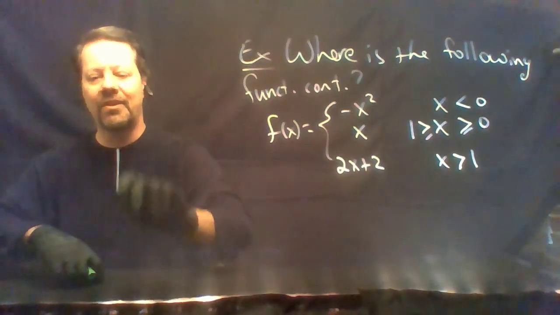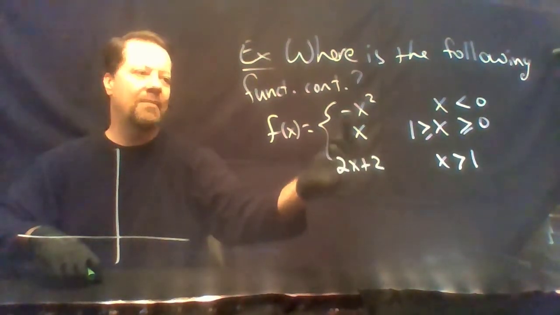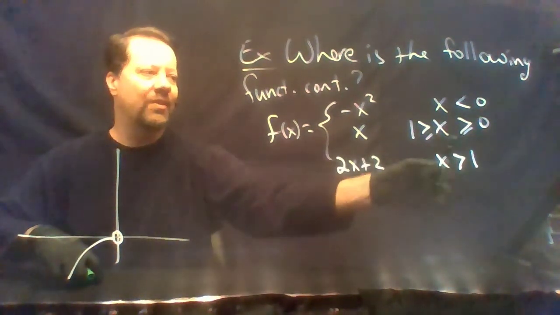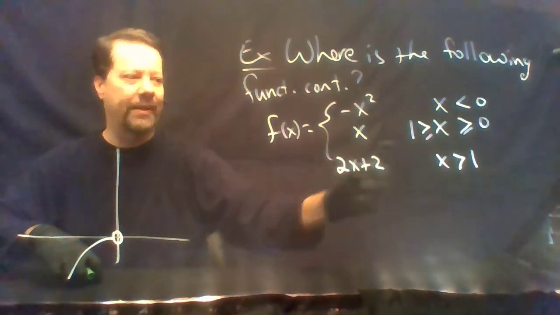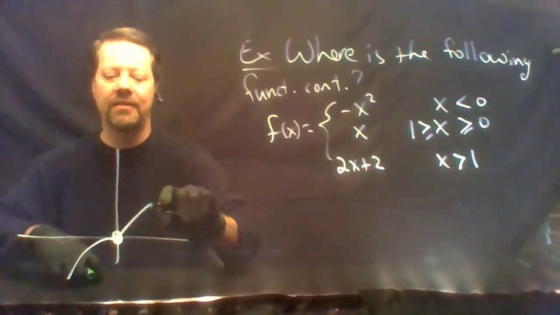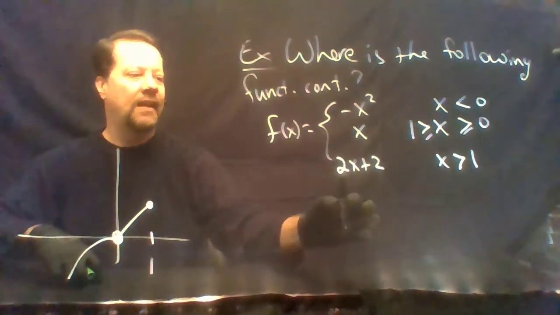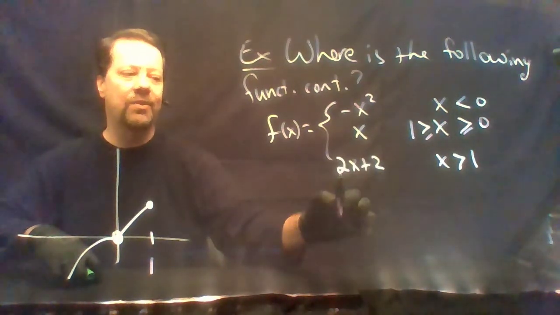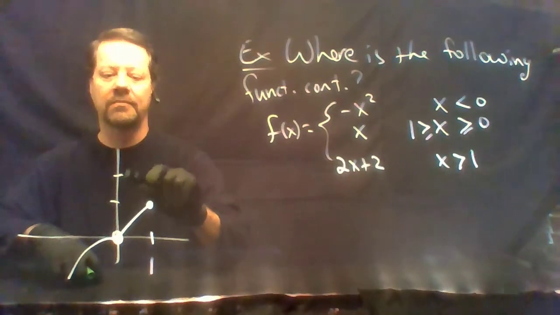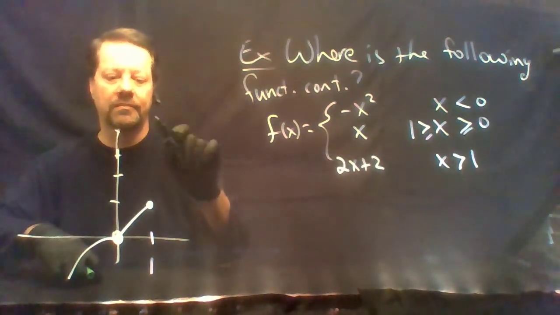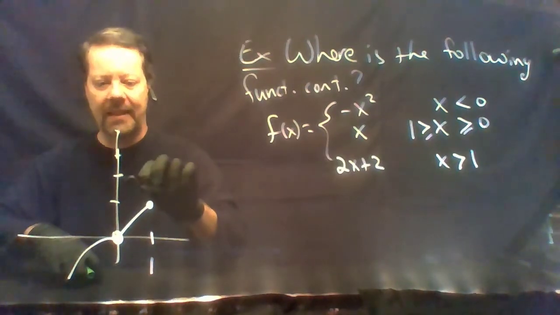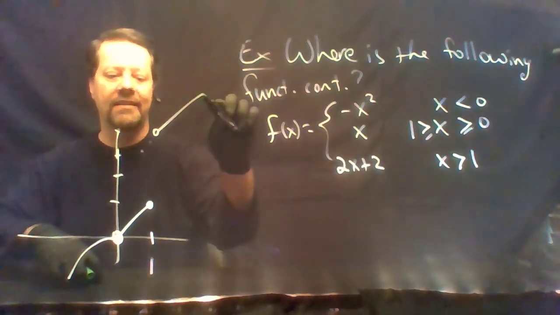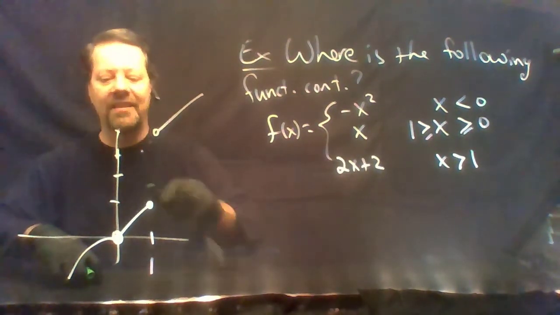How does this function look? It's an upside-down parabola to the left of the origin. Between 0 and 1, inclusive of both endpoints, it's going to look like y equals x. And this other function is a straight line with y-intercept of 2 and slope of 2. So it will intercept the axis here and then go up at a slope of 2 like this.